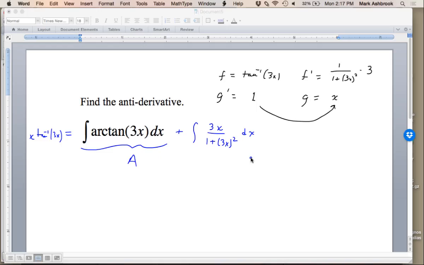And so the question is, is that easier? We should recognize that this is 3x over 1 plus 9x squared. Can we do that one? And how do we do that one? Undoing the chain rule, right? Because we've got this denominator to the negative 1 here, and then we essentially have its derivative there. So we're going to solve this one by undoing the chain rule, and then we'll just rearrange and solve for A, right?